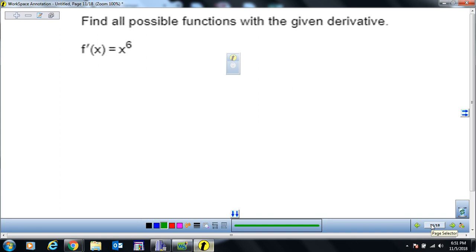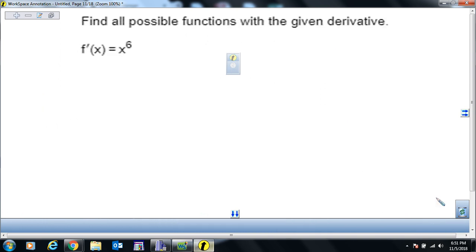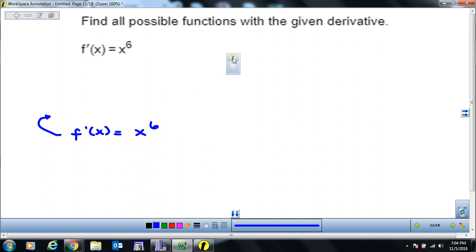For the next one, it says find all possible functions with the given derivative. So something similar to what we did here at the beginning, okay? And using those formulas from the corollary. So if I have f prime of x to the 6th power, but I want to go one step beyond. Find all possible functions with the given derivative. So then I have to think of another function where, when I would do the derivative of that function, it's going to look like this.